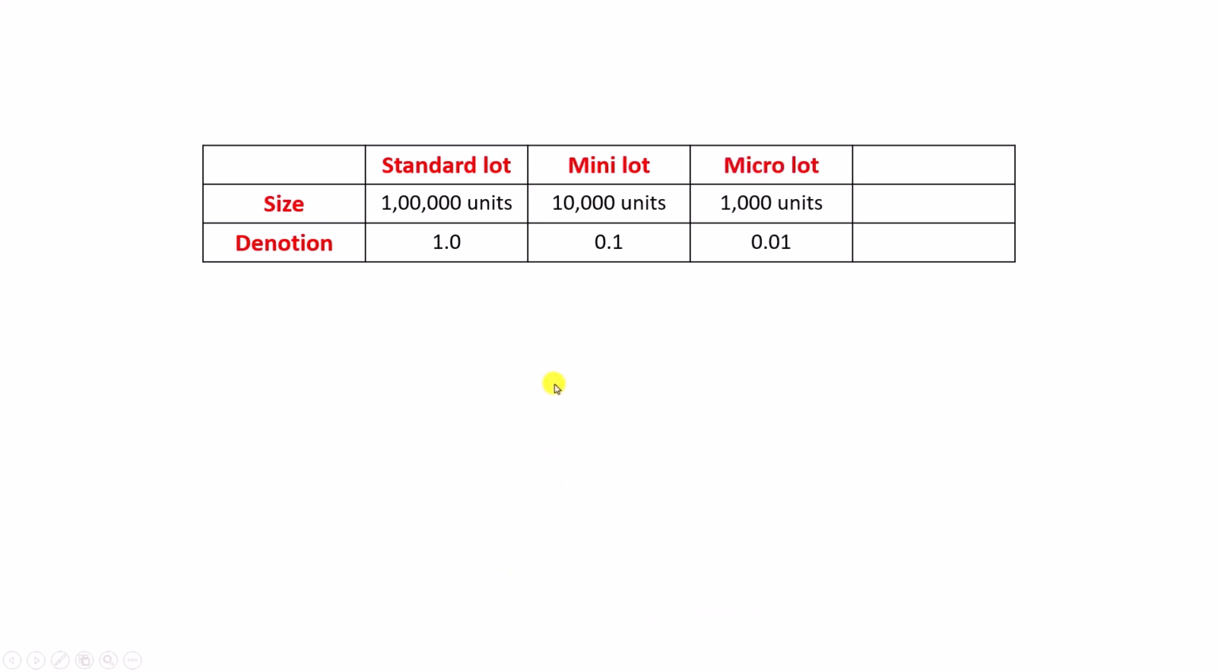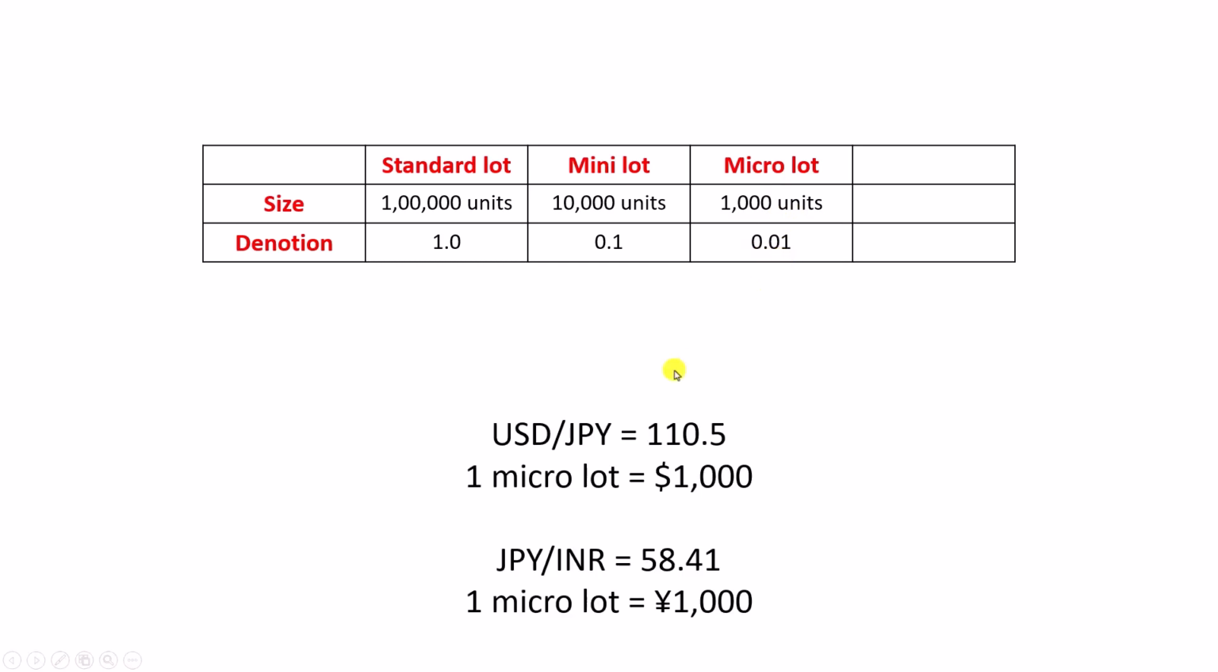Alright. Next, we have micro lot. Micro lot has 1000 units and it is denoted by 0.01. Meaning, if you trade this currency pair and if you buy one micro lot, you are buying 1000 units of base currency. If you buy or sell by one micro lot, then you are buying or selling 1000 units of base currency.